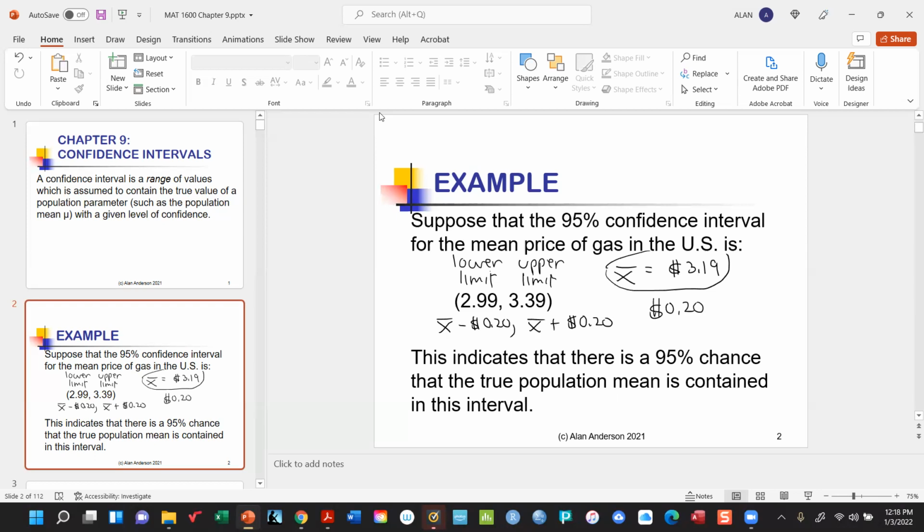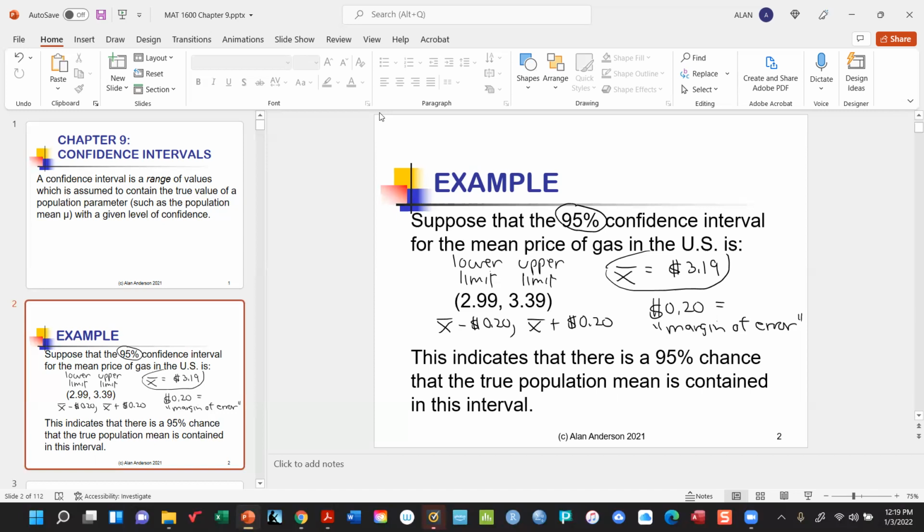So that 20 cents is often known as the margin of error. It basically represents how much uncertainty there is associated with this X bar. And that margin of error depends on a lot of things, including how confident we need to be in the results. So what I'm really saying here is that there's a 95% chance that the actual population mean is somewhere between 299 and 339, although our best estimate is 319. Still, there's a chance that it's somewhere between 299 and 339, a very high chance that it's in that range.